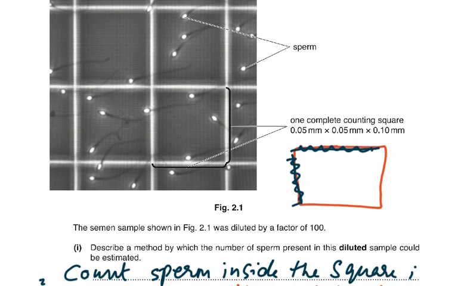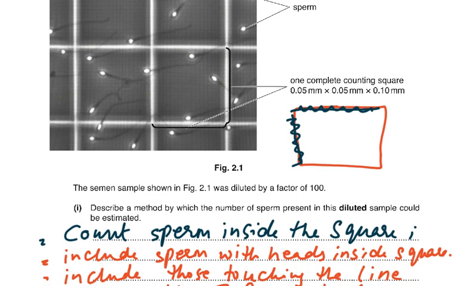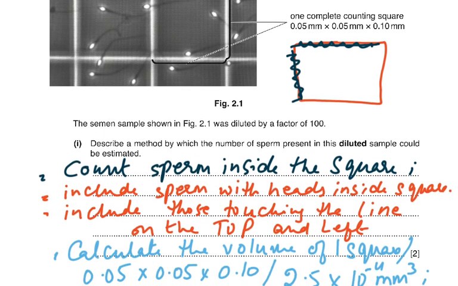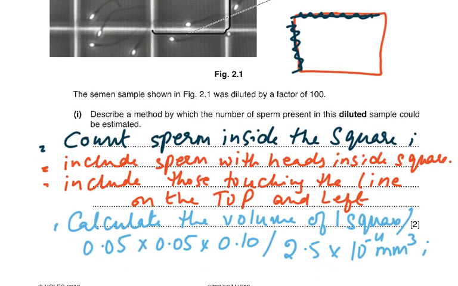Now it says one complete counting square is 0.05 by 0.05 by 0.10. The semen sample shown in figure 2.1 was diluted by a factor of 100. Please understand that it was diluted by a factor of 100. Describe a method by which the number of sperm present in this diluted sample could be estimated.